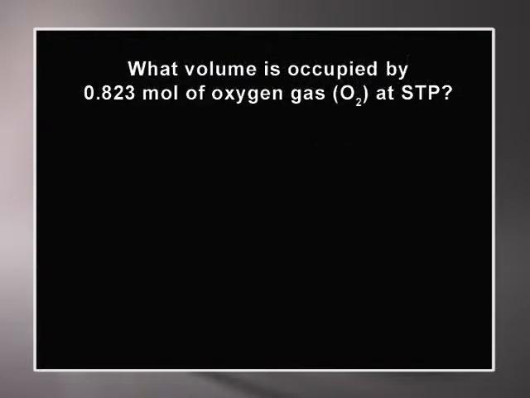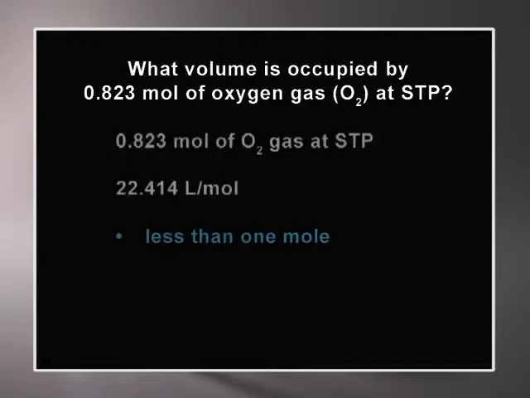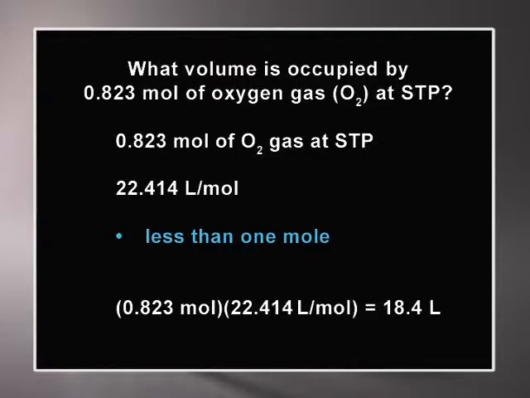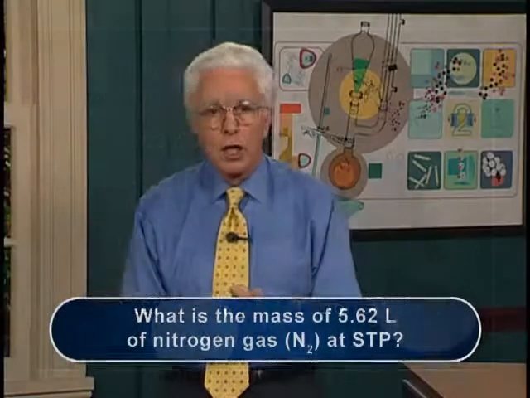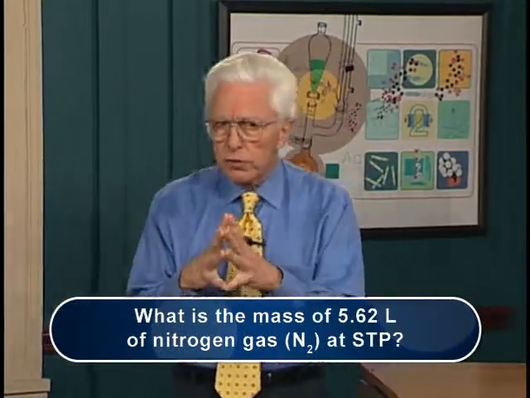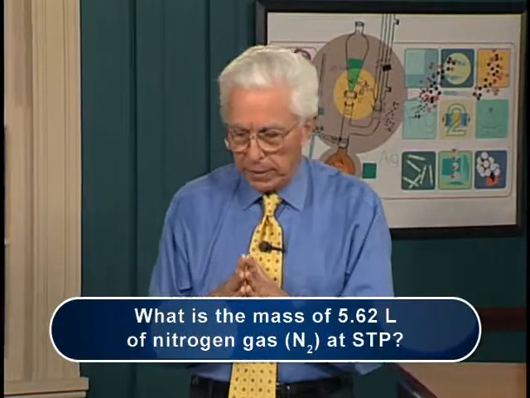And another. What volume is occupied by 0.823 moles of oxygen gas at STP? In this problem, I have less than 1 mole of oxygen. This means that I am going to have less than 22.414 liters. I will have some fraction of that volume. Specifically, I will have 0.823 of that volume. And 0.823 of a mole times 22.414 liters per mole gives me a volume of about 18.4 liters.